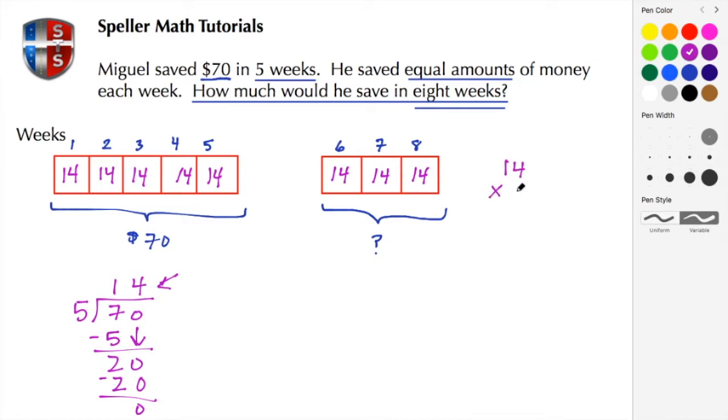So here we have 14 times 3. 4 times 3 is 12. 3 times 1 is 3, plus that 1 is 4. So we see that in that 3-week span, he saved $42.